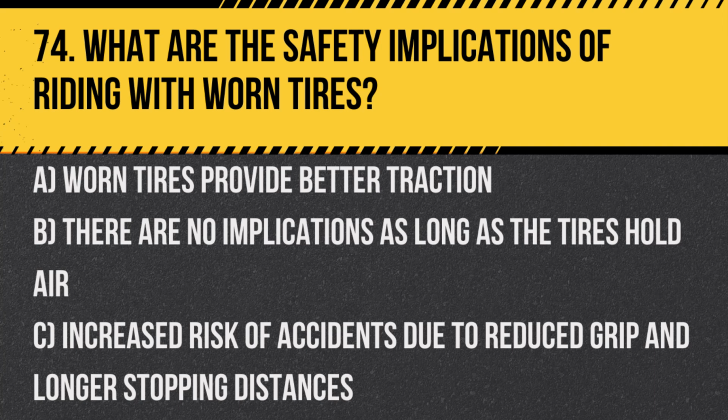Question 74. What are the safety implications of riding with worn tires? A. Worn tires provide better traction. B. There are no implications as long as the tires hold air. C. Increased risk of accidents due to reduced grip and longer stopping distances.